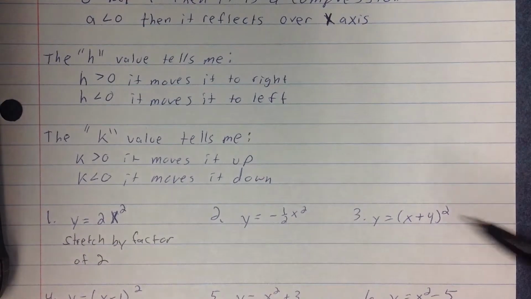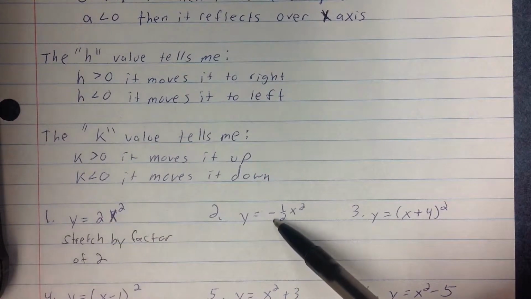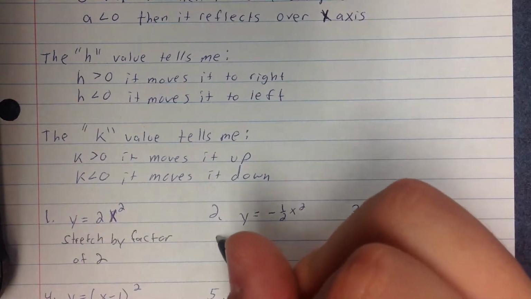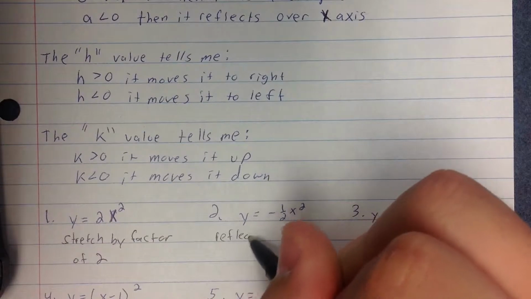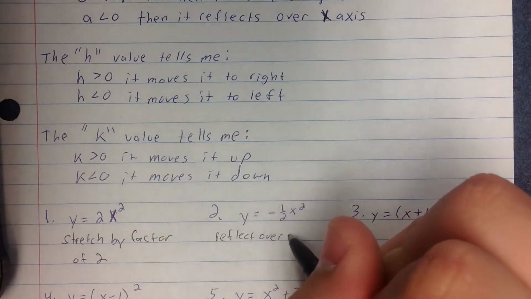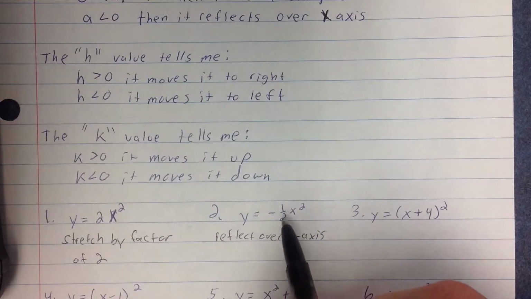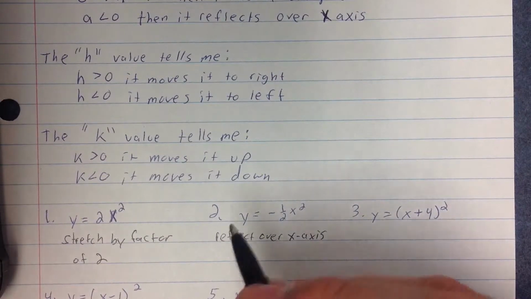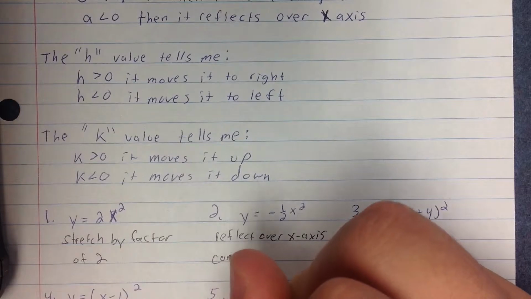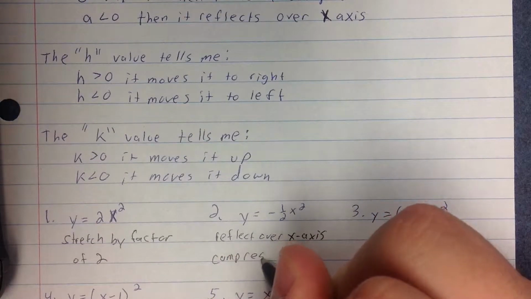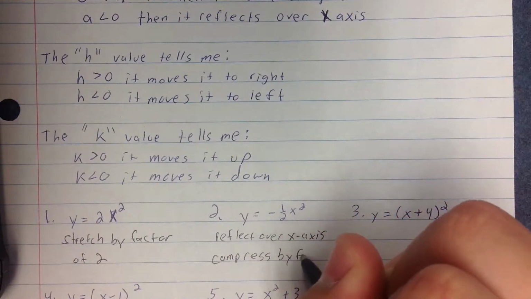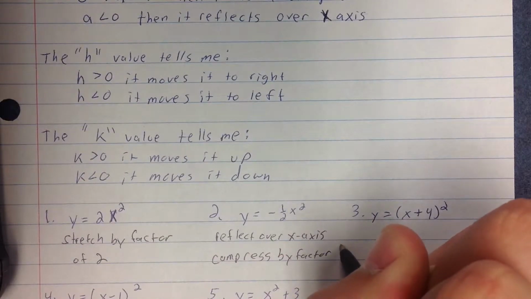On number 2, it's a negative, so that means it's going to reflect over the x-axis, but it's also between 0 and 1, which makes it a compression. So compress by a factor of a half.